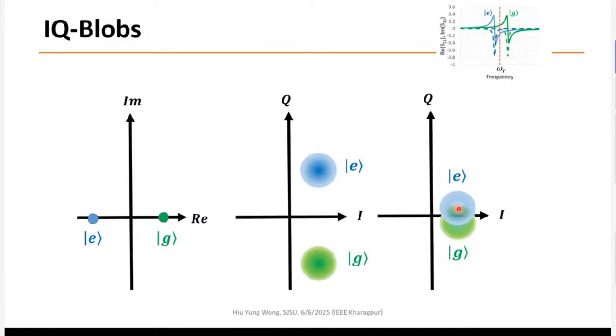If there's not enough separation, when you measure a point you got here, then you don't know whether it is the ground or excited state. If you get here, you don't know either. Because we assume that whenever we get positive, it is excited, and whenever we get negative, it is ground.